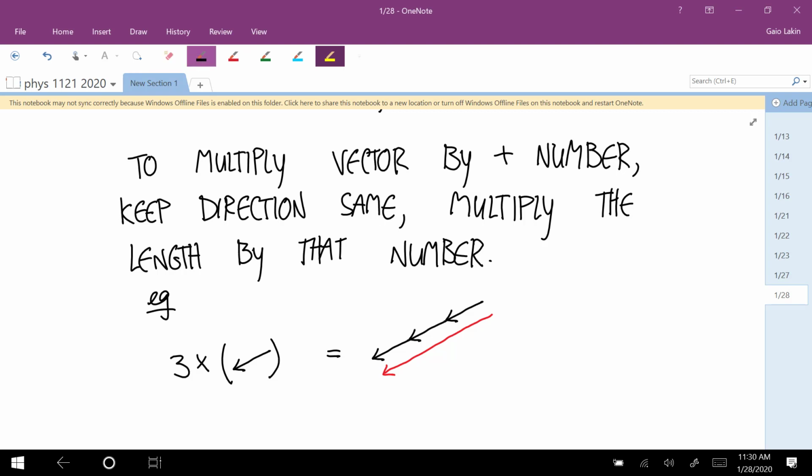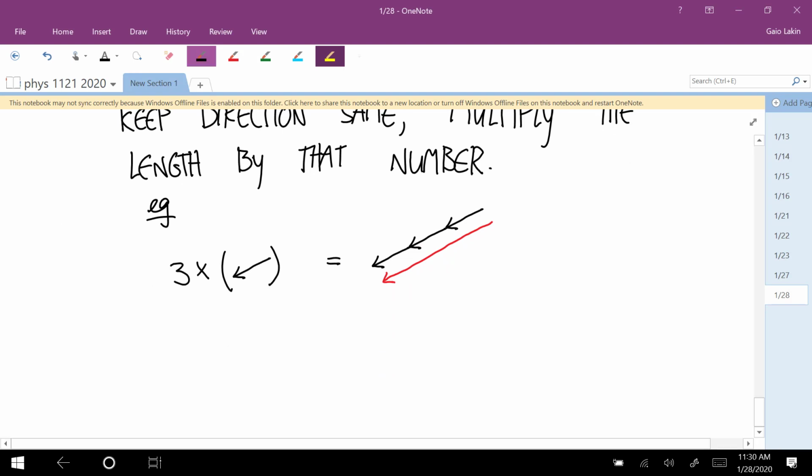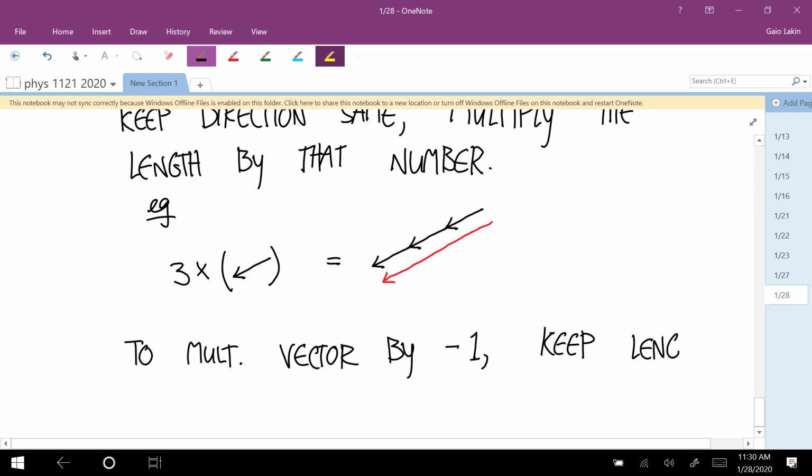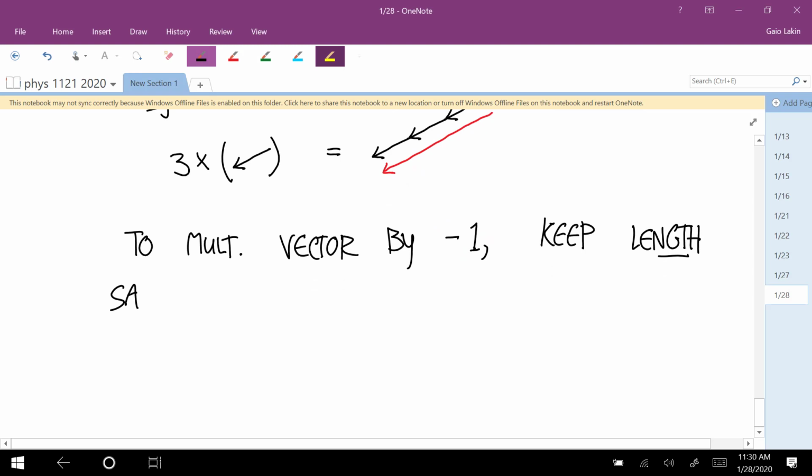Okay, so what if you're multiplying by a negative number? Well, just think of going in order. First multiply by the positive number and then multiply by the -1. So to multiply a vector by -1, keep the length the same, and switch the head and the tail.